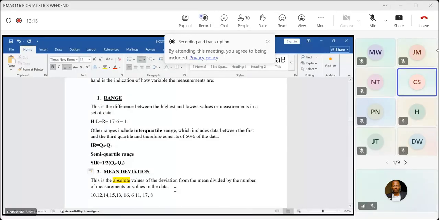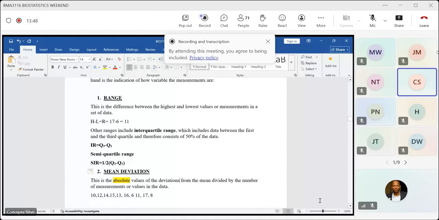Now, in discussing dispersion, we normally have a parameter called n-1. Many times students assume that everything under dispersion is n-1. No, we've said here that it is the absolute values of the deviations from the mean, divided by the number of measurements or values in the data. So that is not n-1, that is n.